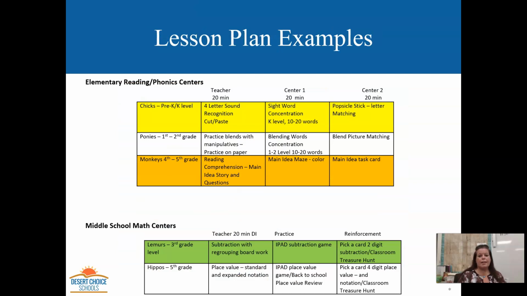Lesson plan ideas. I have a handout for you guys that you can look at later, and we are going to break out into breakout sessions in the next workshop. Okay, so we're going to get into this more later.